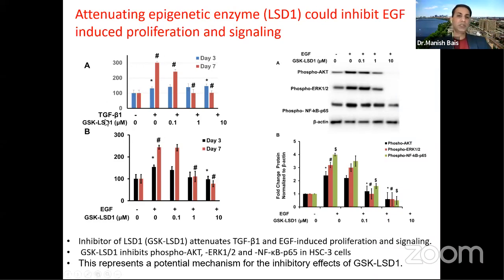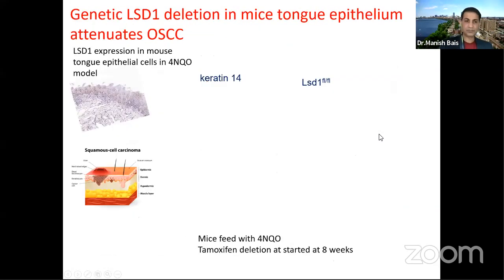And then we try to see whether these signaling pathways are inhibited. Here, if you induce with TGF-beta, which is one of the inducers of cancer, or EGF, you see an increase in proliferation. You can see that at day 7 there is an increase in proliferation. This bar shows percent proliferation over the control. And you can bring it back by addition of the inhibitor. So different doses of the inhibitor can inhibit the proliferation. And of course, it inhibits phospho-AKT, ERK, and all different signaling pathways.